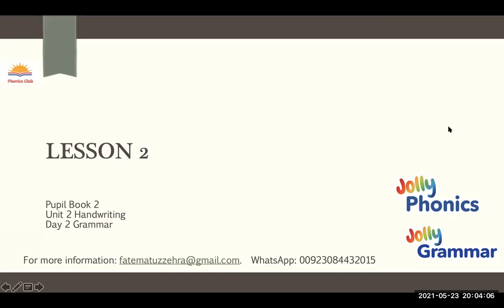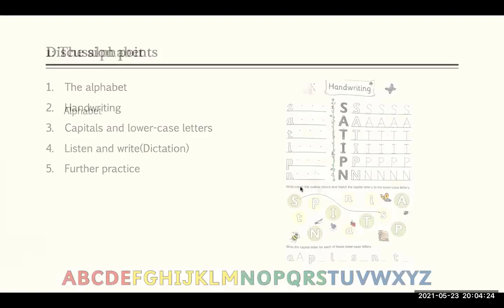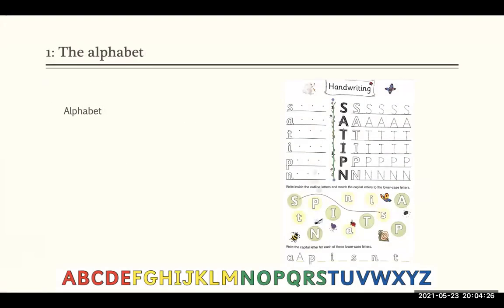Now you can open your pupil book 2. In this lesson we are going to talk about alphabet, handwriting, capital and lowercase letters. We are going to have dictation as well and further practice of reading words and sentences. Now you can see in your book that there is alphabet over here, and when we say the alphabet we say the letter names. You can see the alphabet over here.